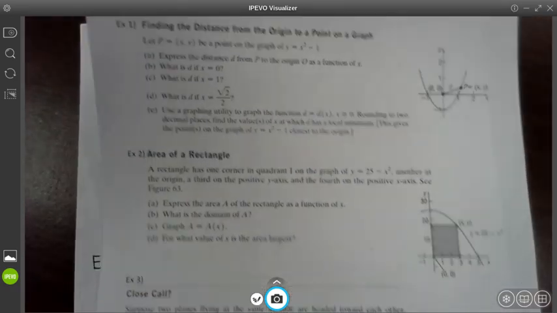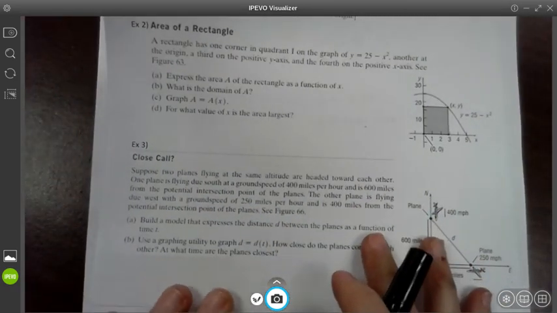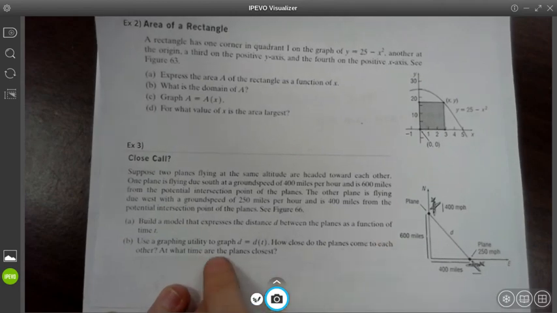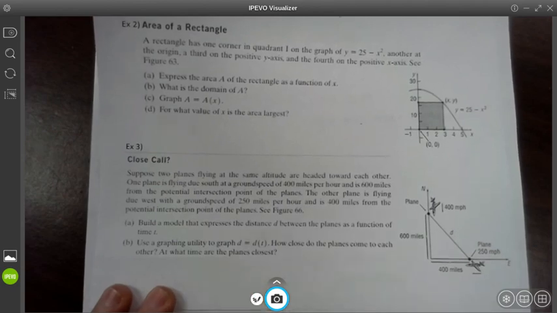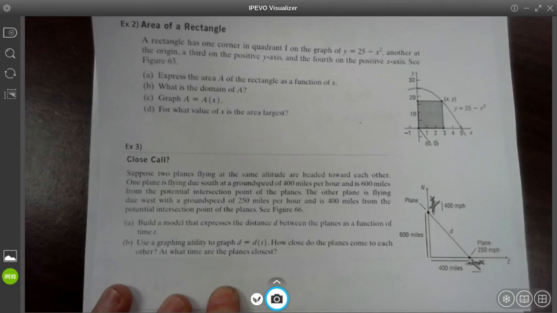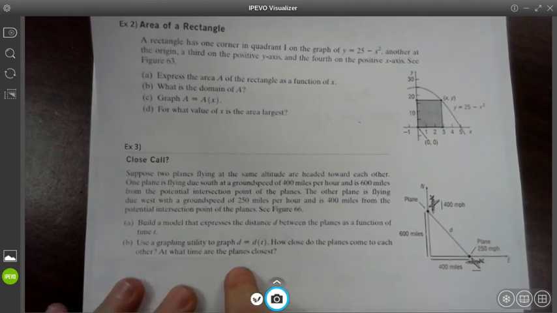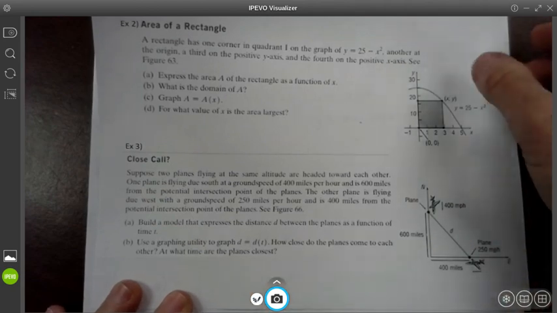All right, let's go to example 3. Example 3 was in today's problem. It was the airplane problem, and it said in the last part, use a graphing utility to graph the function that we wrote and find how close the planes come to each other, and at what time the planes are the closest. Remember, time was going in and the distance between them was coming out. So we're looking for the x coordinate to tell us what time it happened at, or how much time had gone by, and then the y coordinate would tell us the closest distance the planes ever came.